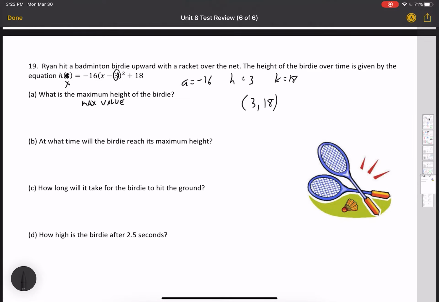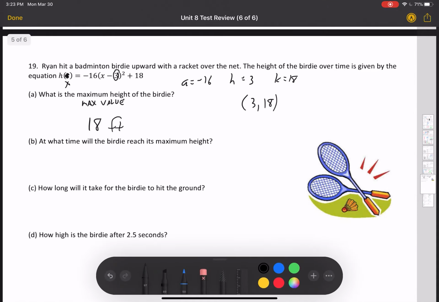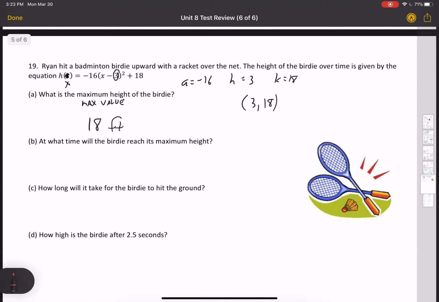And remember, the y-coordinate, your output here, is height. So the maximum height is 18 feet. At what time will the birdie reach its max height? Well, that's talking about time, which is talking about your input, or your x-coordinate, which is the x-coordinate of the vertex. So it's going to take 3 seconds for that birdie to reach its max height.